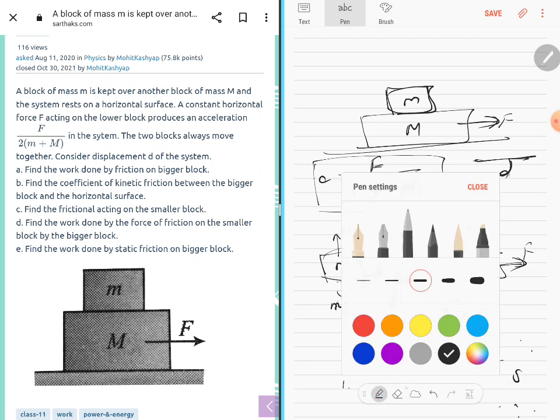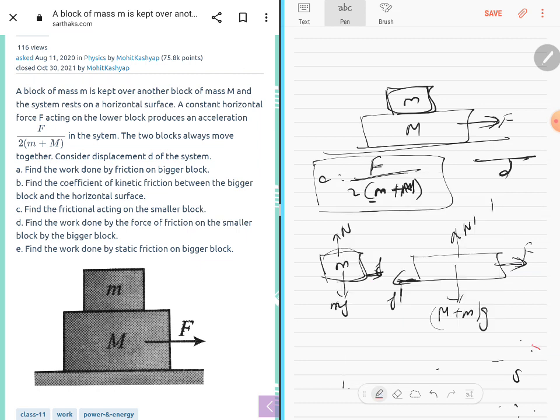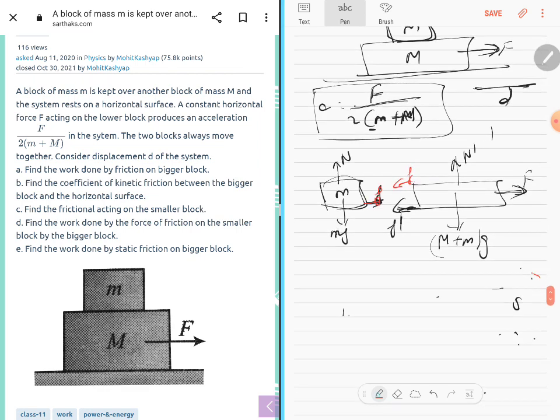Apart from that, you'll also have this F, so an equal and opposite force will exist here. And that is the friction between the two blocks. Okay, so now what is the question? The question is to find the work done by the friction on the bigger block. So they're talking about the friction. What is the friction? It is F dash.